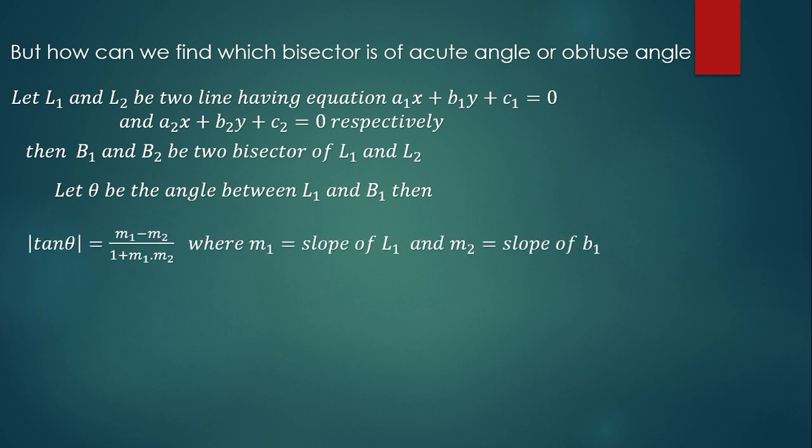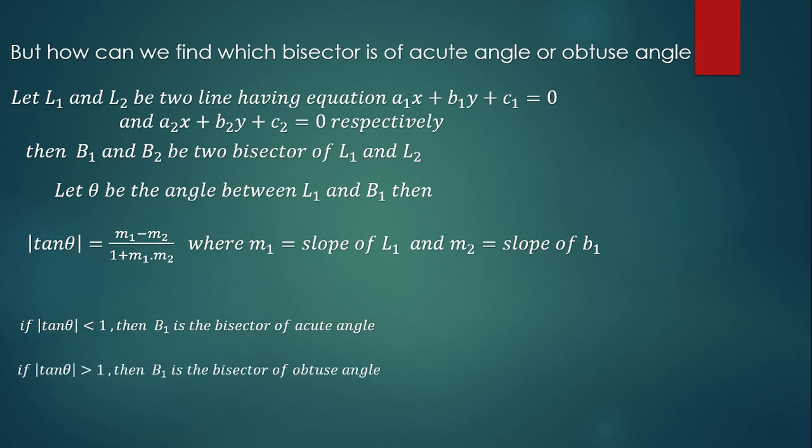Then we have to evaluate the modulus of tan theta, which is m1 minus m2 upon 1 plus m1 times m2, where m1 is the slope of L1 and m2 is the slope of B1. If the modulus of tan theta is less than 1, then B1 is the bisector of the acute angle. If the modulus of tan theta is greater than 1, then B1 is the bisector of the obtuse angle. And if the modulus of tan theta is equal to 1, then we find the required bisector by satisfying the point condition. So using this condition, we find the equation of the bisector without using a graph.